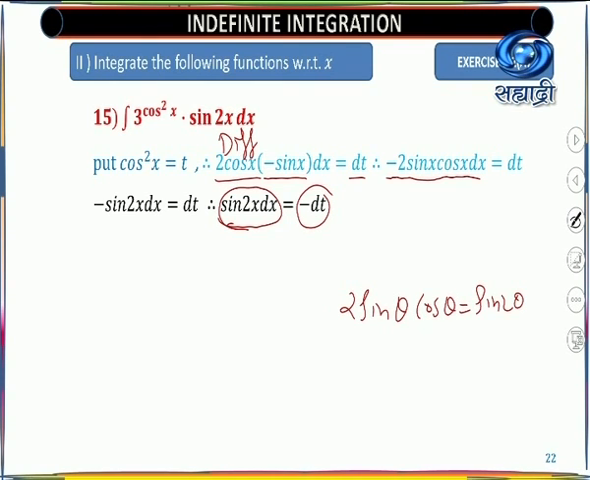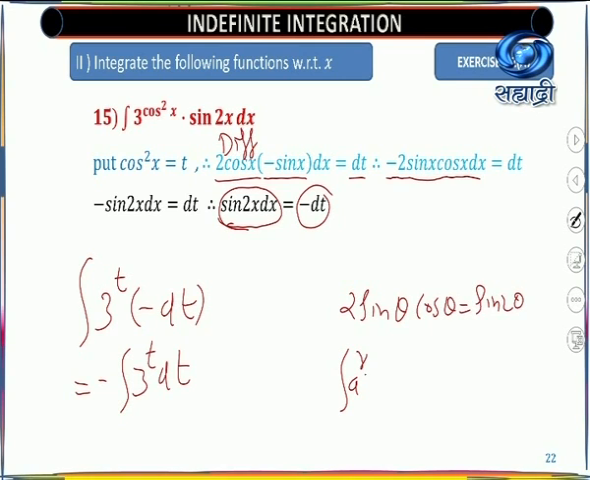That we will substitute in our given integration. So what will your integration be? Your integration becomes 3 raised to t times minus dt. The minus sign you are able to take common, that means outside the integral sign, you will get integral of 3 raised to t dt. Now you use the formula for integration of a raised to x dx. So what is the integration of a raised to x dx?